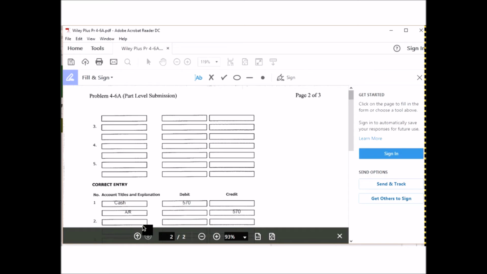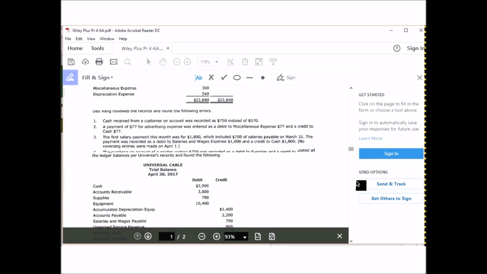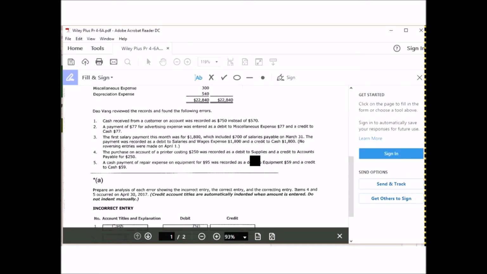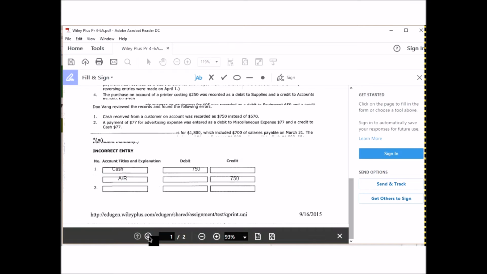Now it gets a little harder when the problem gets a little tougher, and that's what number 3 looks like. Again, we'll want to keep some T accounts off to the side so we can visualize what's going on. The first salary payment for the month was $1,800, which included some work that was done last year or last month, $700 in salaries payable. The payment was recorded as a debit to salary and wages for $1,800 and a credit to cash. All right, so let's go ahead and enter in the incorrect.